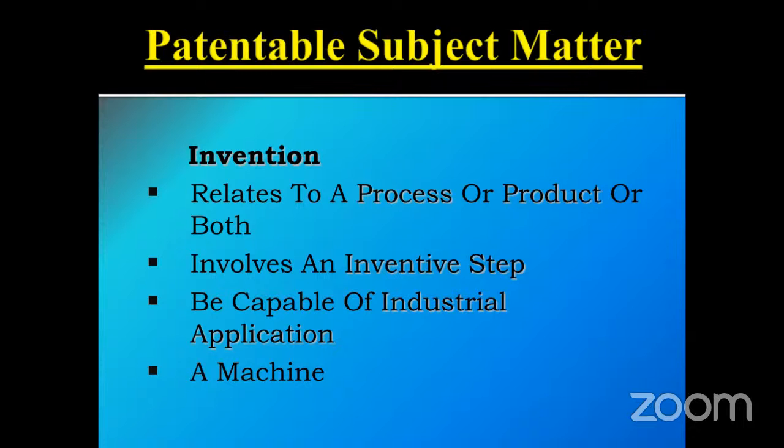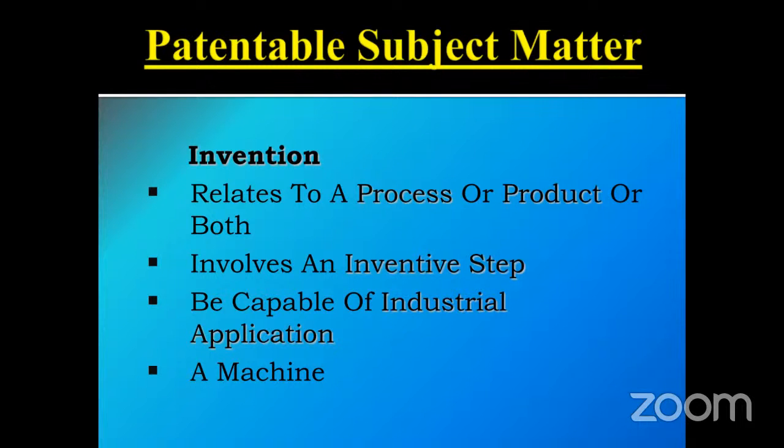So what can you patent? You can patent a process. You can patent a product. It should have an inventive step, it should have industrial applications, and it should be novel. Such inventions you can patent. I repeat, an invention which has novelty means no one has discovered it worldwide.